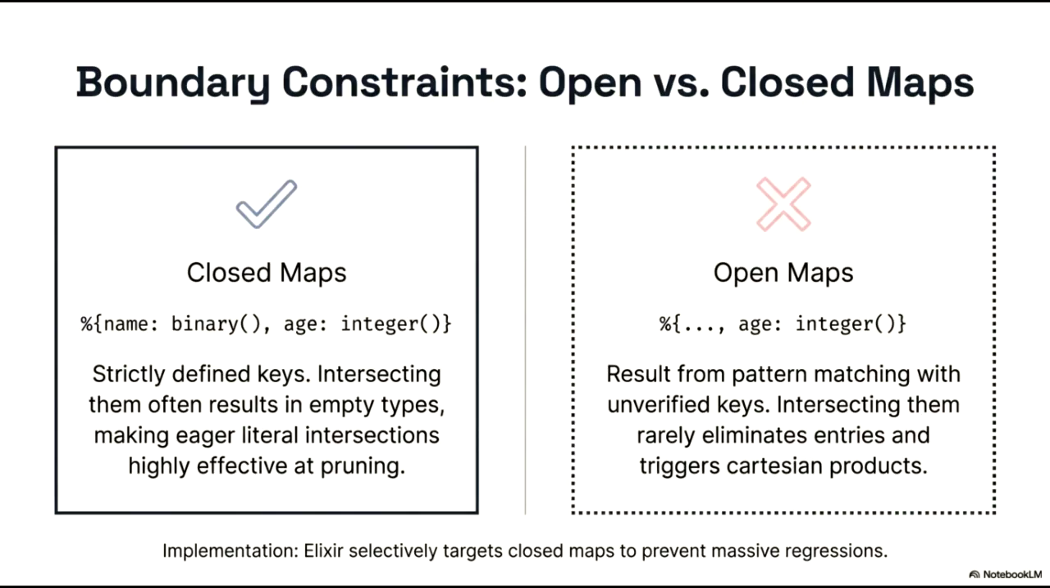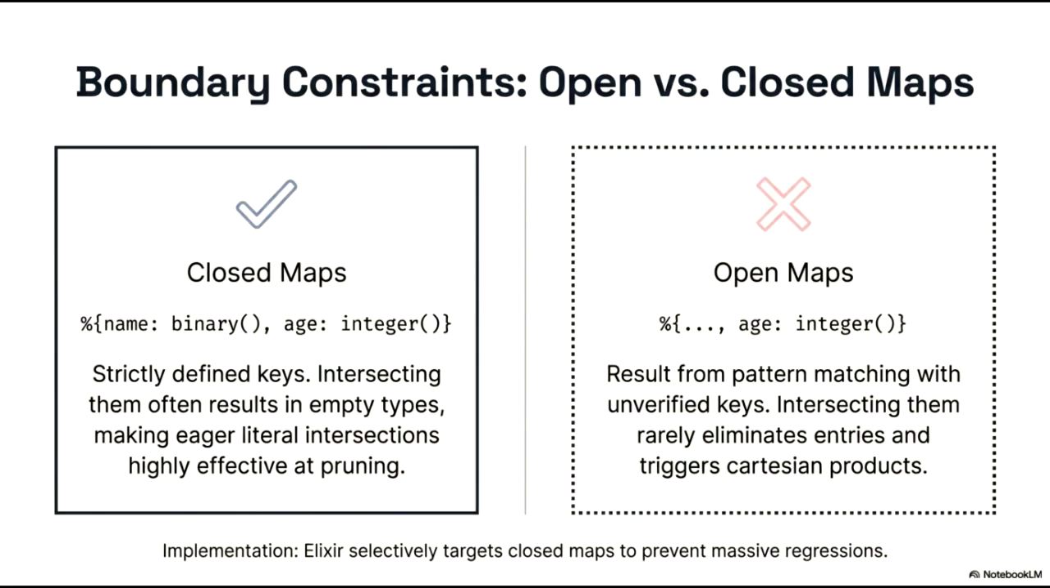Boundary constraints distinguish between closed and open maps to optimize type-checking performance. Closed maps, illustrated on the left, utilize strictly defined keys. Because the structure is fixed, intersecting these maps often results in empty types. This behavior makes eager literal intersections a highly effective strategy for pruning, allowing the system to quickly narrow down valid types.